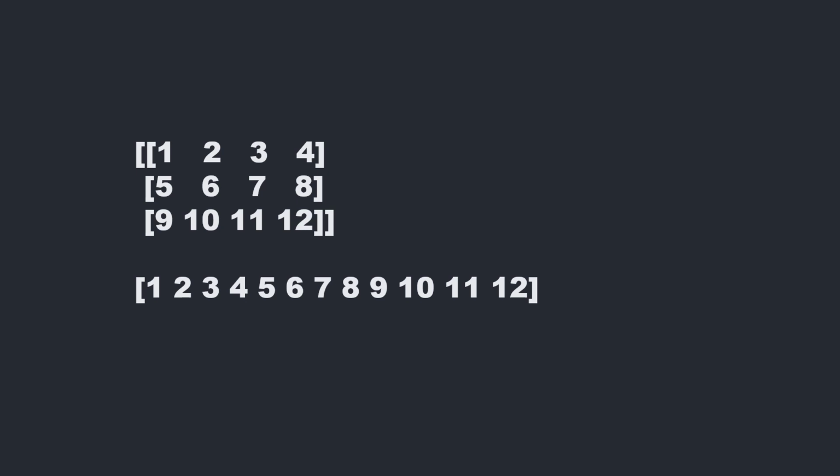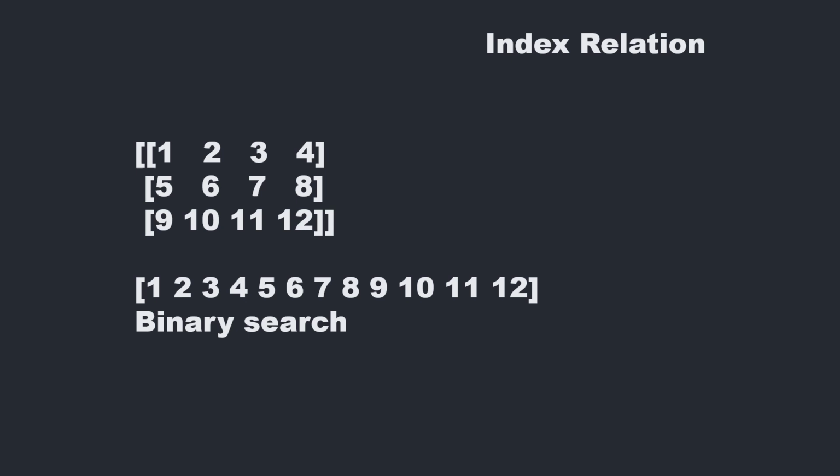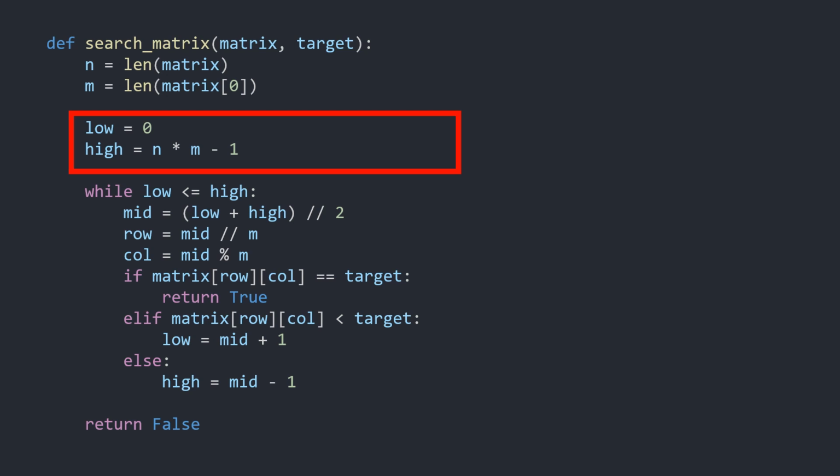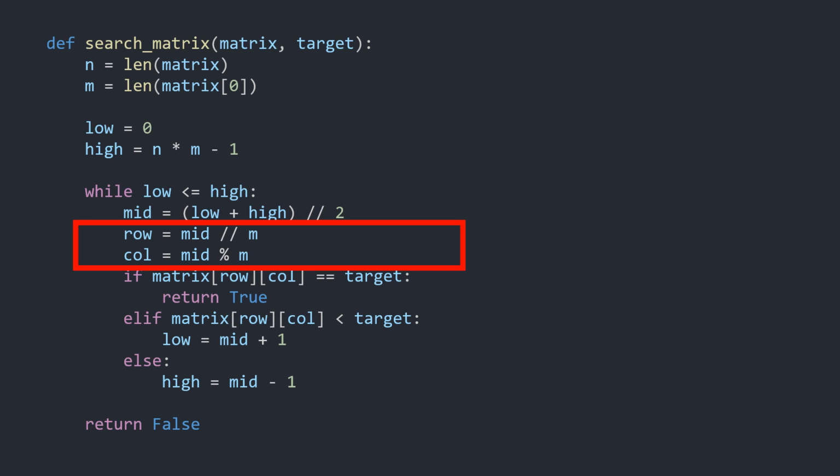The idea behind the algorithm is that a 2D sorted matrix can be considered as a sorted array of size n times m, and we can do binary search in a sorted array. To make it possible, we need to find a relation between the index of the 1D array and the 2D matrix. The index of the 1D array of size n times m will range from 0 to n times m minus 1. The element at index mid in the 1D array will be in row mid floor division m and at column mid modulus m.